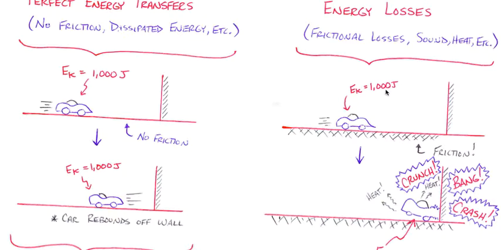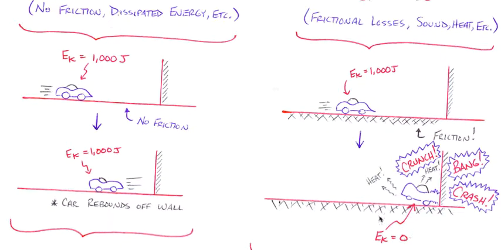Now, in the real world situation, you started out with 1,000 joules, but when this car slams into this wall, you're going to have all sorts of noise. You're going to have some heat being produced, and all that heat and noise, that sound energy, has to come from somewhere. And that had to come from the kinetic energy. And that's why after these collisions in the real world, this object is usually not moving. It has no kinetic energy. It's lost all of that to other forms, dissipated energy, so to say.